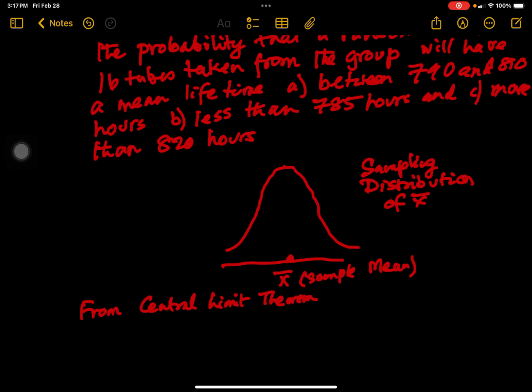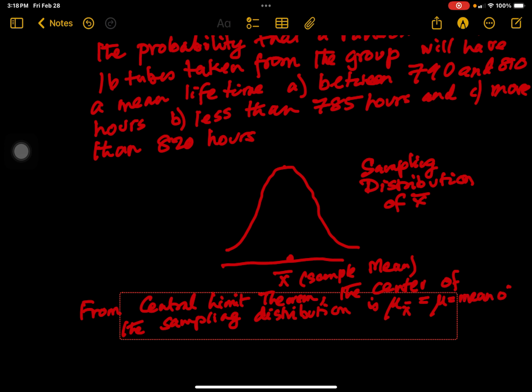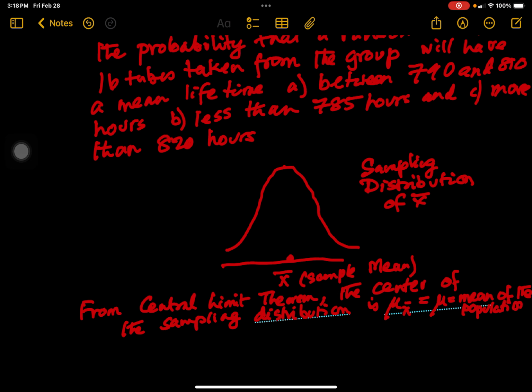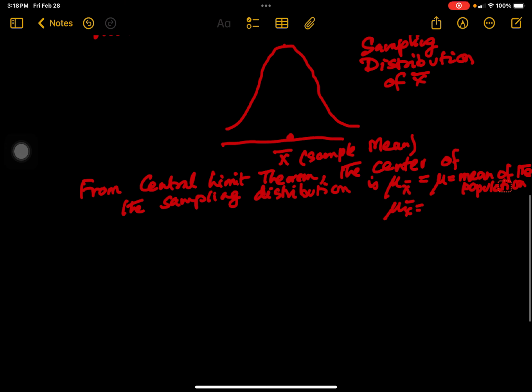the center of the sampling distribution, mu x bar, is equal to the mean of the population. So mu x bar is equal to, in this case, if we go up and read, the mean is 800 hours.